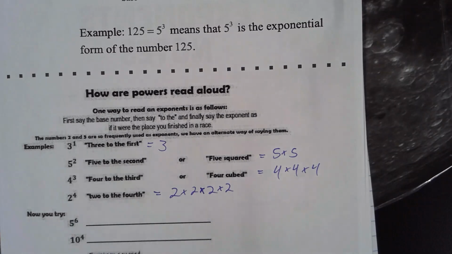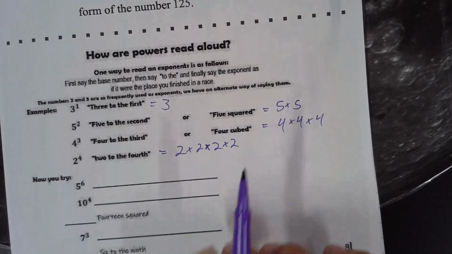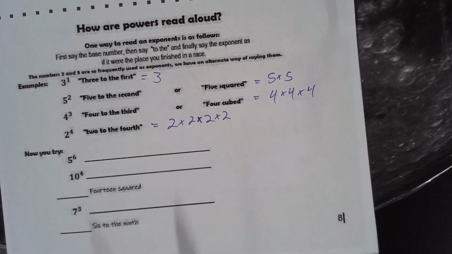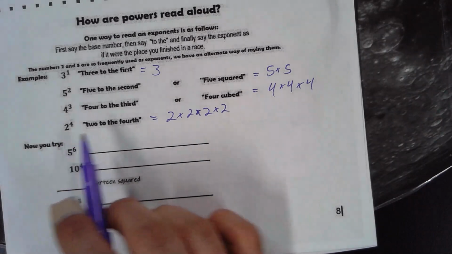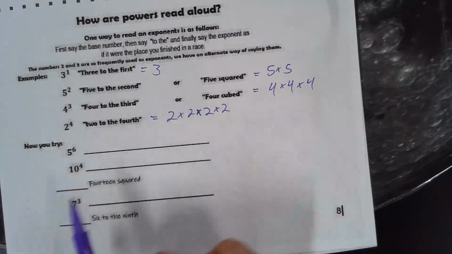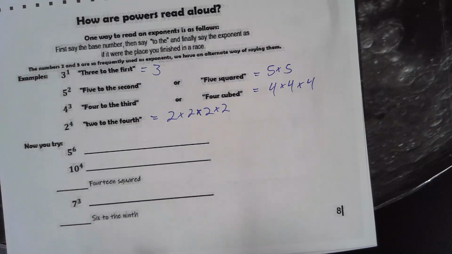So take a minute and see if you guys can do this bottom part. I'll write it on the board. Don't really focus on the answer, but just write it out. So I wrote 2 to the 4th is 2 times 2 times 2. So 5 to the 6th power, 10 to the 4th. What would 14 squared look like? Try those examples at the bottom, and then we'll check your answers together.